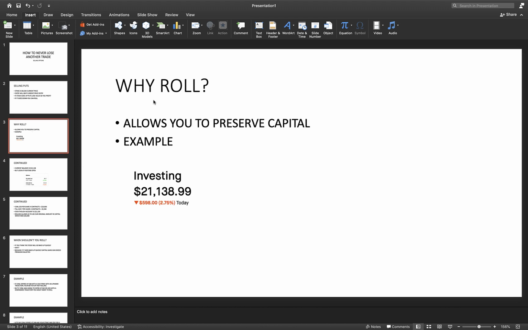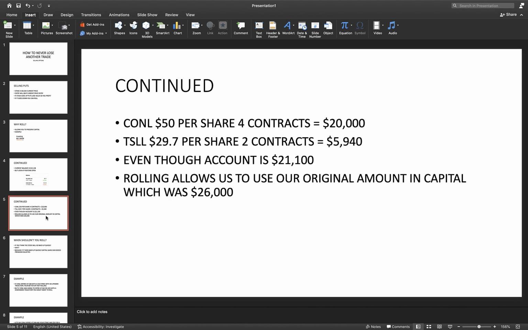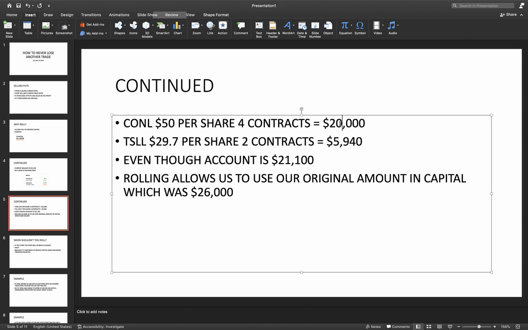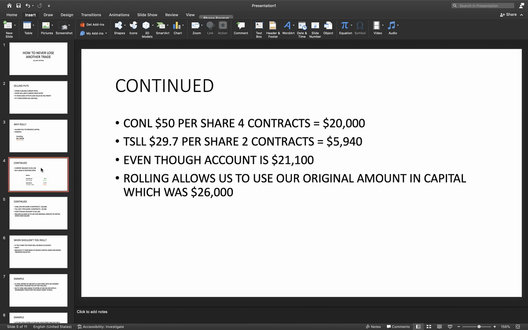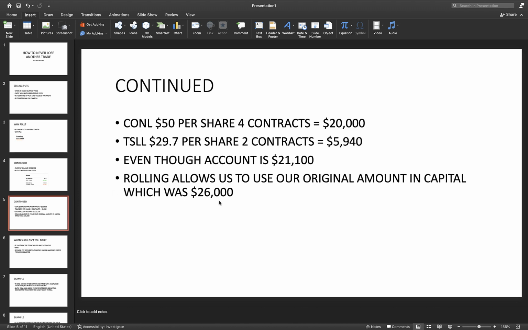So why should you roll? Well, rolling allows you to preserve capital, right? So let's go to this example. This is a screenshot of my account today, and you have $21,138 in the account. Now, when you look at our current positions, what do you see? You see this TSLL, and you see this CONL. When you look at the math of the current positions, this position cost $20,000 and this one cost $6,000. So even though my account is currently at $21,138, I'm currently using $26,000 in capital.